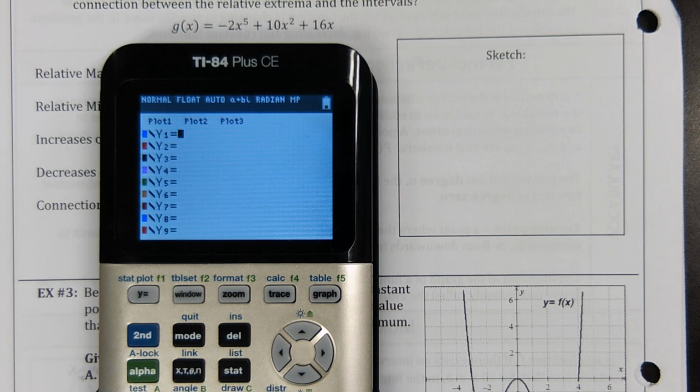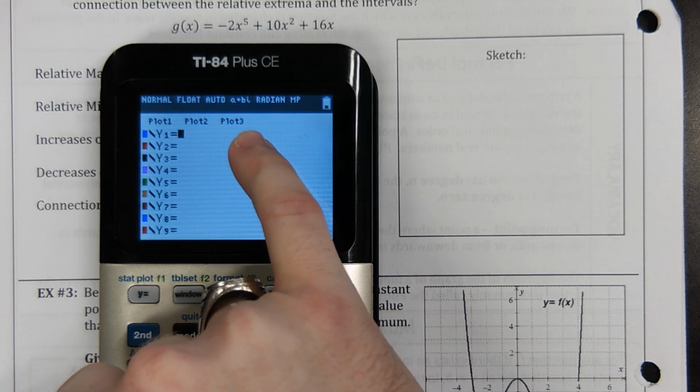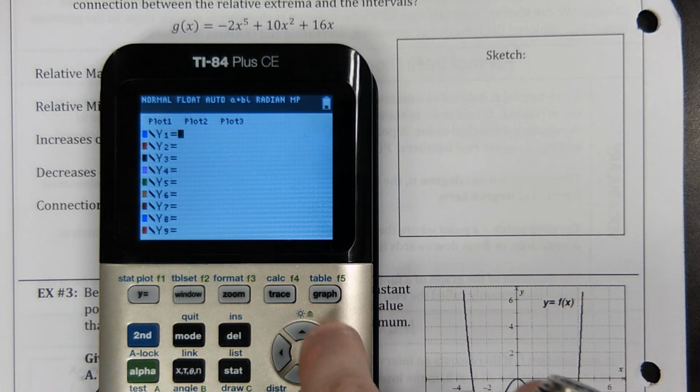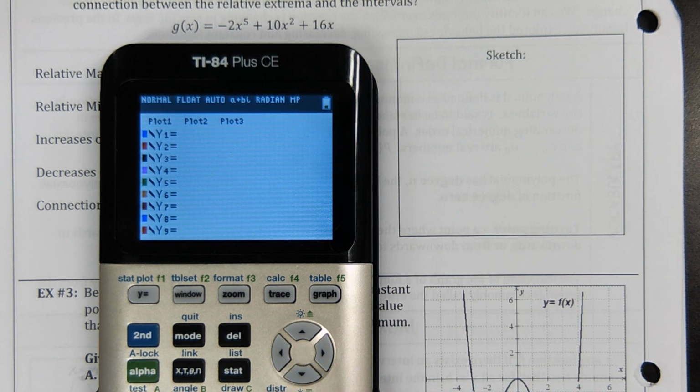If, for some reason, you've used this graphing calculator in the past or you bought a used one, if any of these things up top is highlighted, plot 1, 2, 3, scroll up and click enter to unhighlight it. Otherwise, it's going to throw an error. You should not have any plots highlighted right now. If you've taken Prob and Stats and used this calculator before, it might be like that right now on your calculator. Anyway, we're going to type this in exactly as we see it.